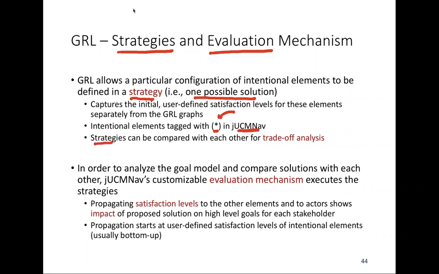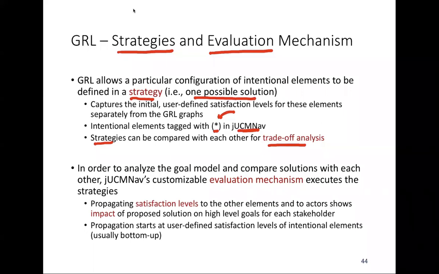Also, strategies, which are considered as one possible solution to satisfy each goal, can be compared with each other for trade-off analysis. So in one goal model, I could have multiple strategies, and those strategies can be used to trade off to come up with a decision on which strategy I could invoke to satisfy the goals of high importance or the goals of a given stakeholder. So you could try the strategies to evaluate your goal model and determine which strategy is the best to achieve the given goals.